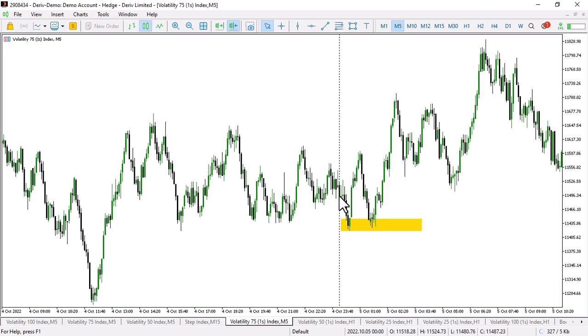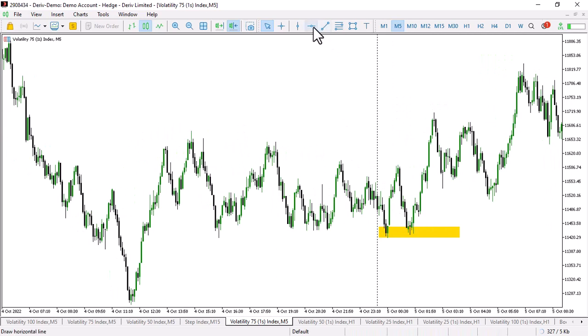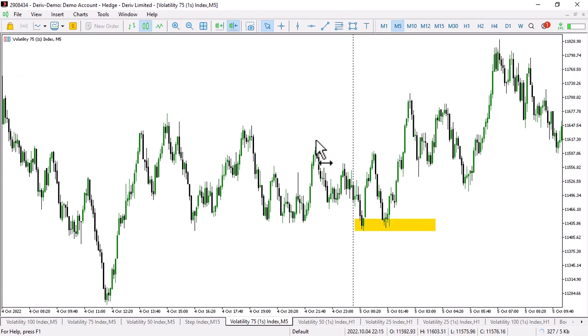So when you are looking at V75 (1s) on the M5 time frame, most of the time when it does change direction, it prints a W or an M. We are just going to take advantage of that from what we have understood from our study of Volatility 75 (1s). So this is the day end and the day beginning, and you are going to be looking for a W or an M right at the beginning of the day.